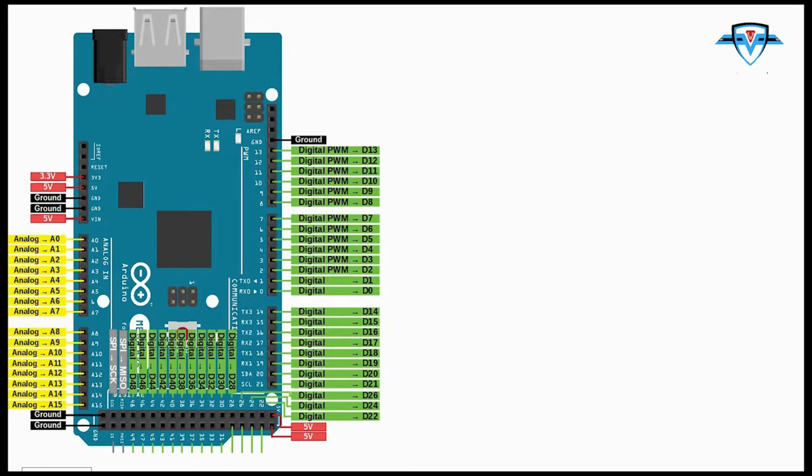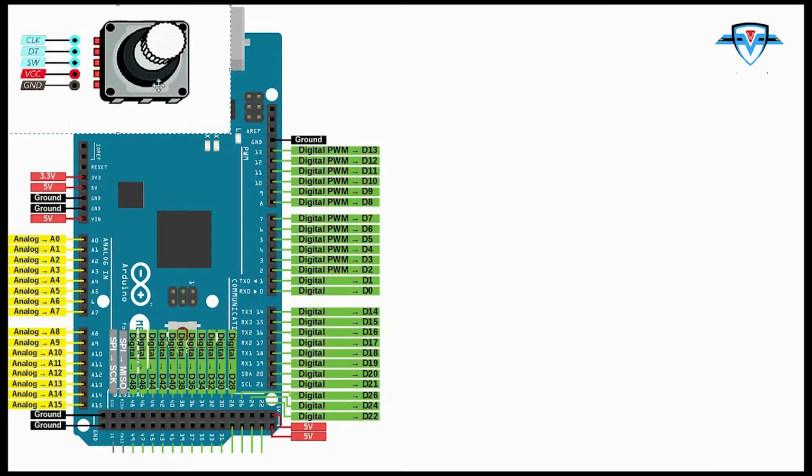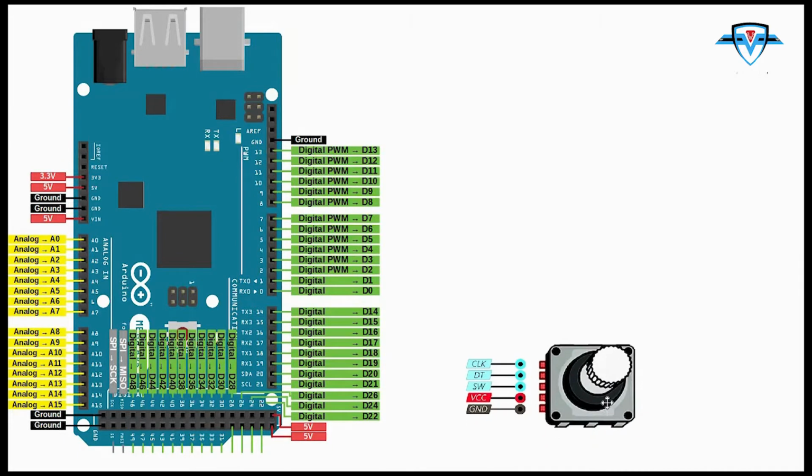So guys, first thing first, let me explain to you the circuit diagram for what we are going to build in this. We are going to use this Arduino Mega to directly communicate with the simulator. First thing will be this rotary encoder, which we'll be using for elevator trim.